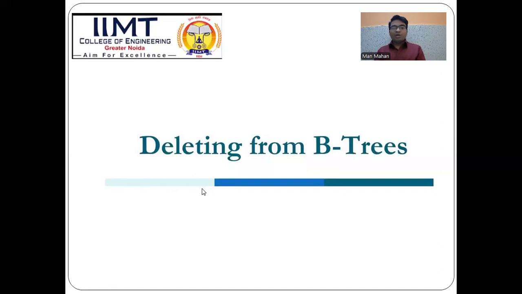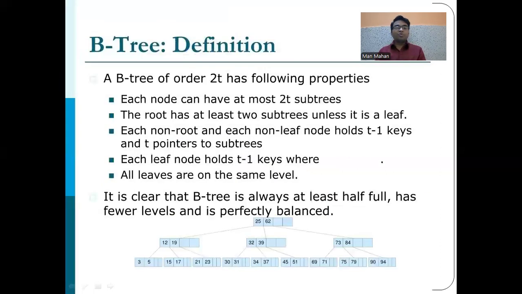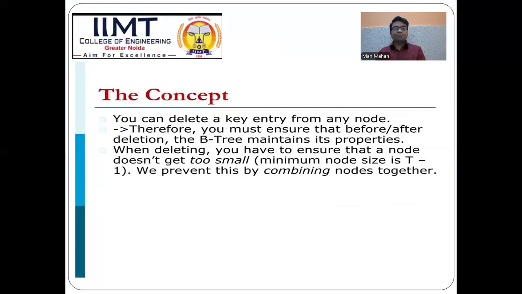Now we take deletion from the B tree and other theory and concepts. These are the definitions from a previous slide. We can also take examples where the order of the tree is t, where t is the order. We can also see the insertion in the B tree. So we move on to the next slide.